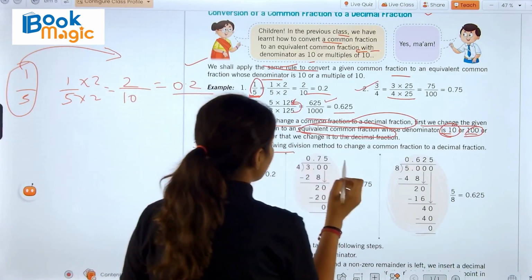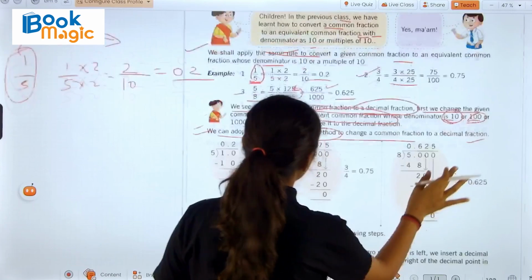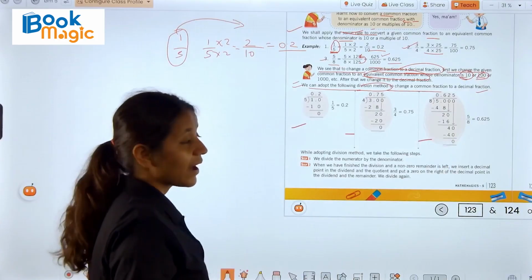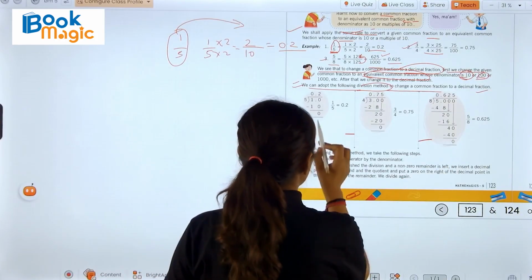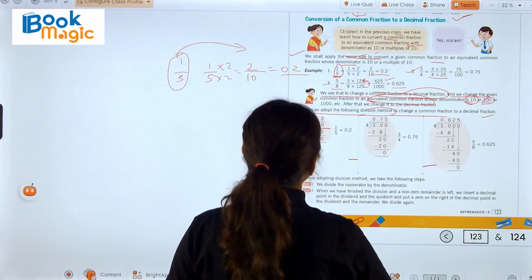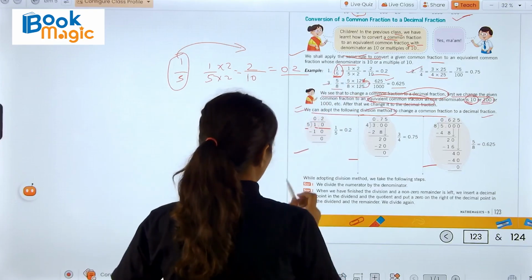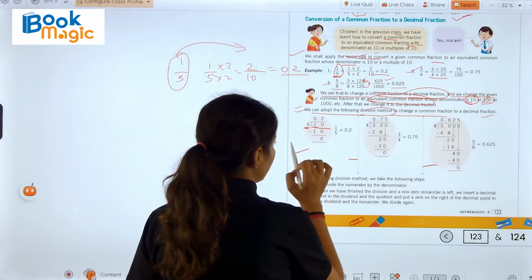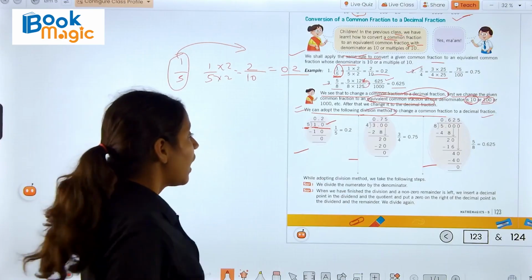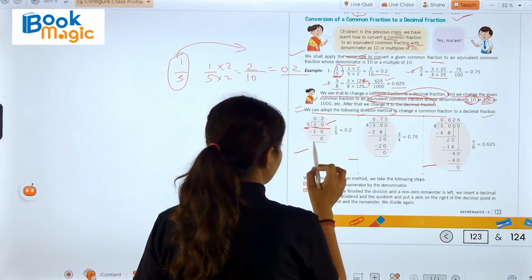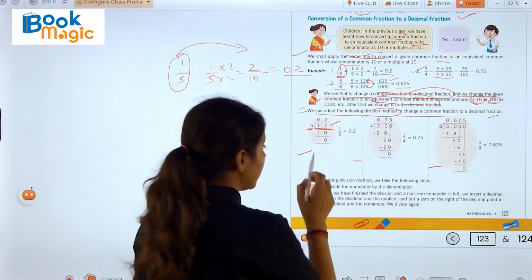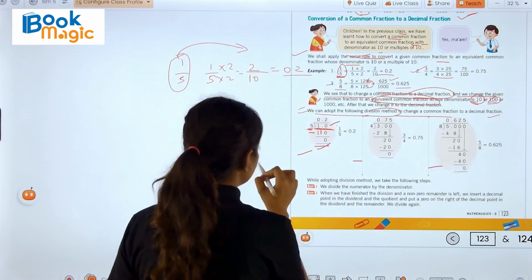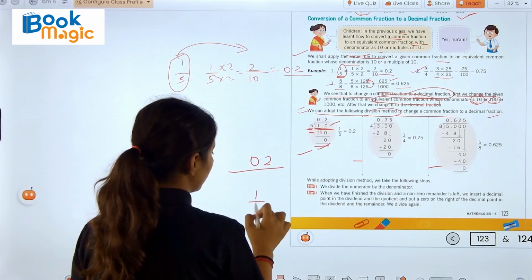We can adopt the following division method to change a common fraction to a decimal fraction. We can do one more method, that is the division method. You just have to divide and then you get the answer. See, here we have 1 by 5. So 5 we are writing here, 1 we are writing here. 5 zeros are 0. We write 0 here. After that, 5 2s are 10, because we write 0 here, it has become 10. Now 5 2s are 10, that is 0. So the answer is 0.2. Or we can also write 1 by 5 equals 0.2.